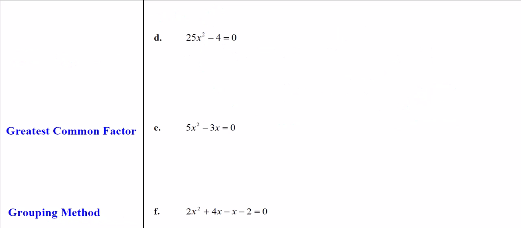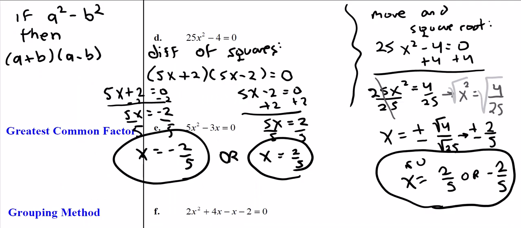For part D, if you want to feel brave about yourself, solve part D two different ways. Try difference of squares, and then also try moving over the 4 and then square rooting. If you want to pause, try it out. So I went ahead and did it both ways for you to compare. We get the same answers in both cases, a negative 2 over 5 or a positive 2 over 5. We get that over here as well.